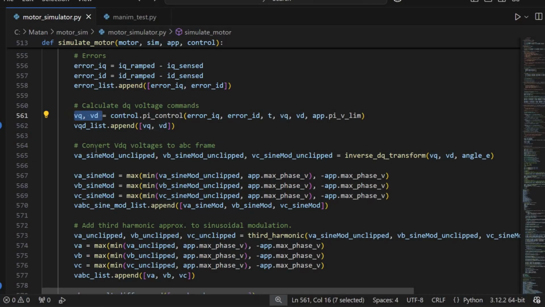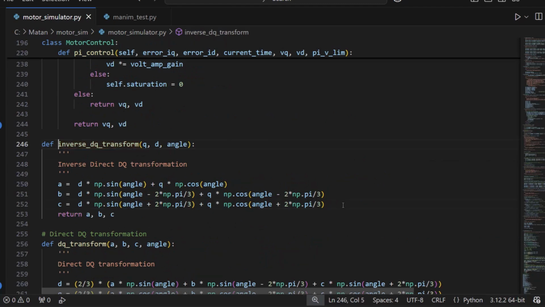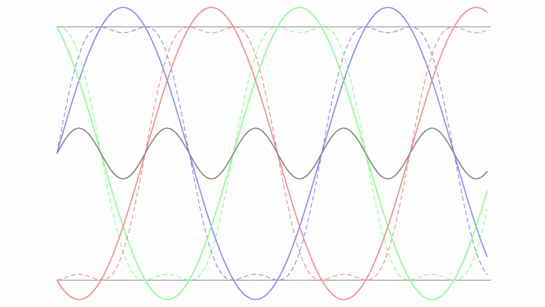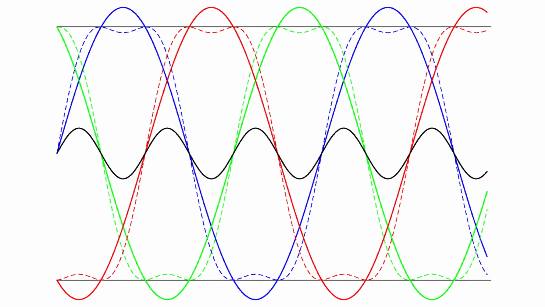After getting the D and Q axis voltages, we need to transform them into the ABC frame of reference, since we command our power module in that frame of reference. Next up, we add a third harmonic approximation to the sinusoidal modulation. This injection allows us to fully utilize the bus voltage. I'll leave a few links in the description that explain why that is, but let's go over a quick explanation.